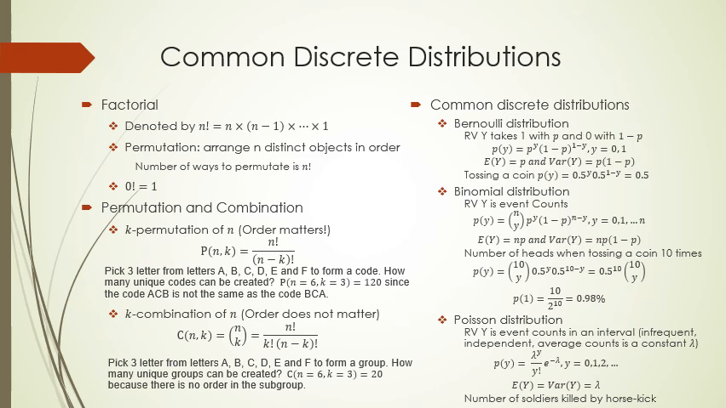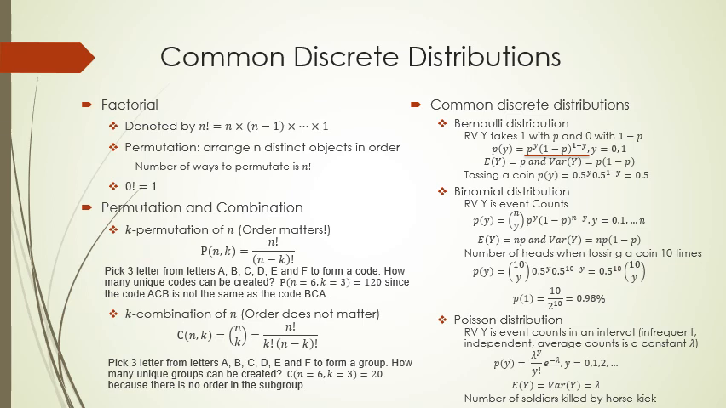One of the basic discrete distributions is the Bernoulli distribution. The random variable takes the value 1 with the probability of p and 0 with the probability of 1 minus p. The probability mass function is this. The expectation of the distribution is p, and the variance is p(1 minus p). Tossing a coin may give us a Bernoulli distribution with p equal to 0.5.